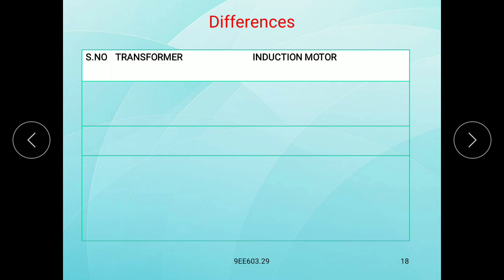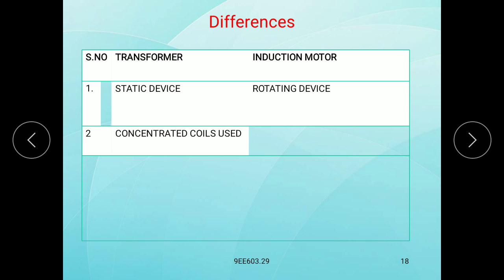Serial number, transformer, induction motor. Number 1: the transformer is a static device. There is no rotating part in a transformer. Here, the induction motor is a rotating device. And the second one is, the transformer has concentrated coils and here the distributed winding is used.